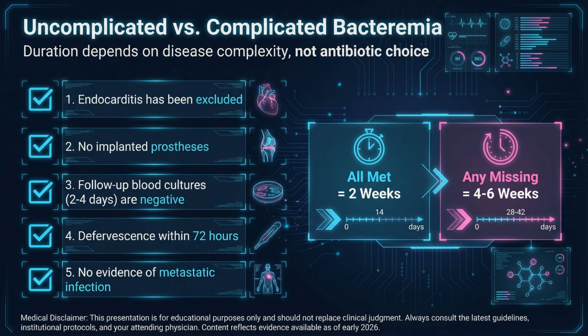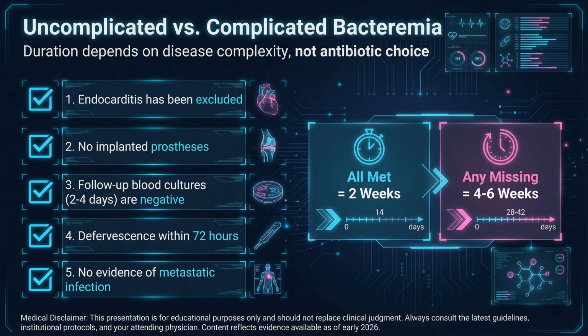The duration of therapy depends entirely on the complexity of the disease, not on your choice of antibiotic. There are 5 strict criteria for uncomplicated bacteremia, and all of them must be met. First, endocarditis has been excluded. Second, there are no implanted prostheses. Third, follow-up blood cultures drawn 2 to 4 days after the initial set are negative.